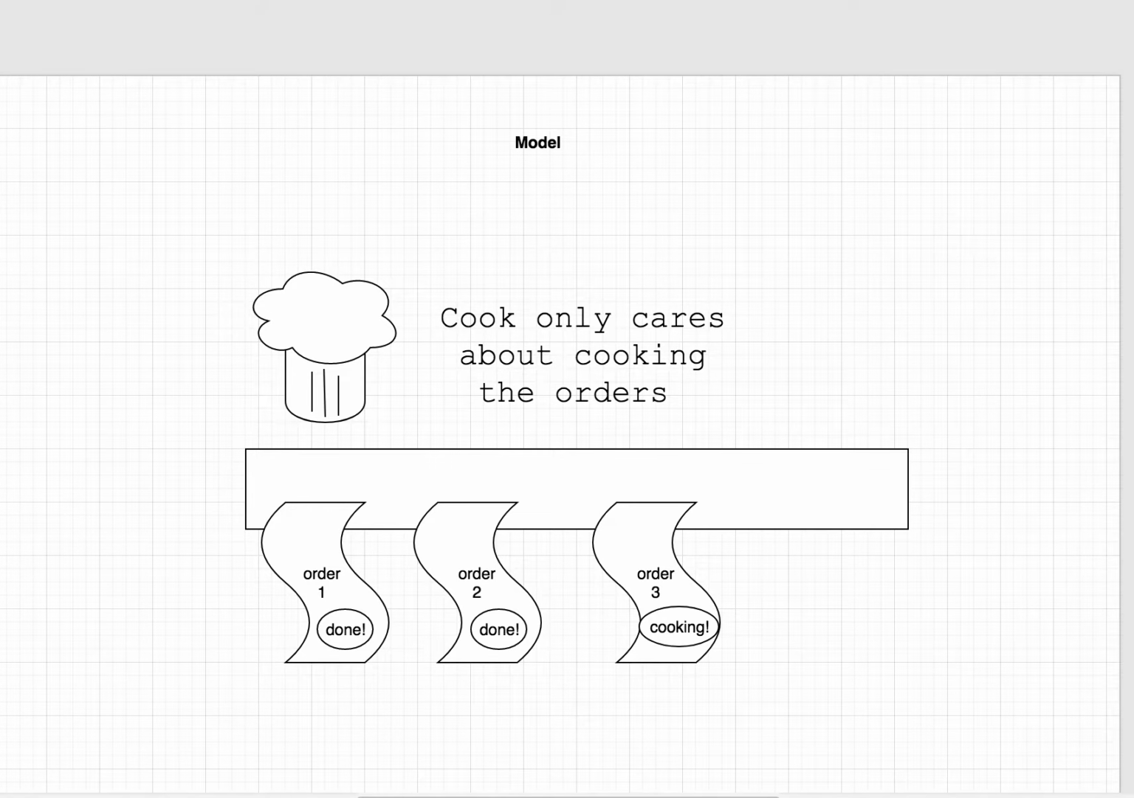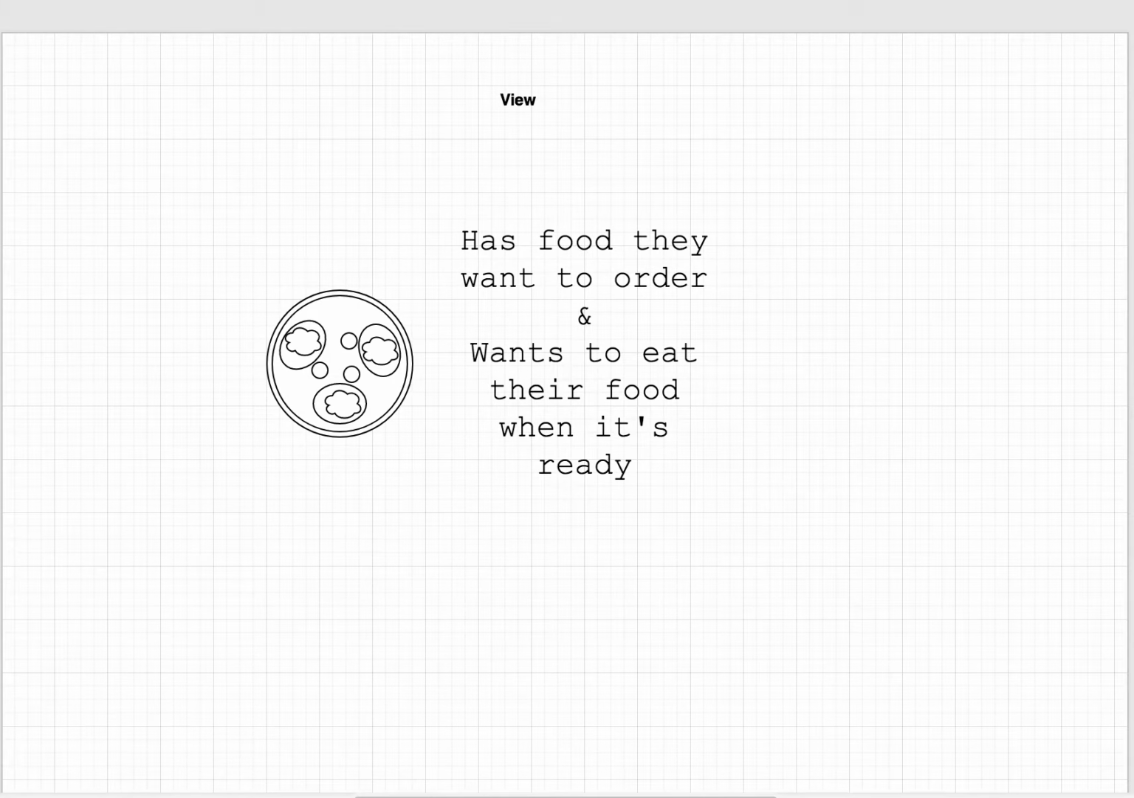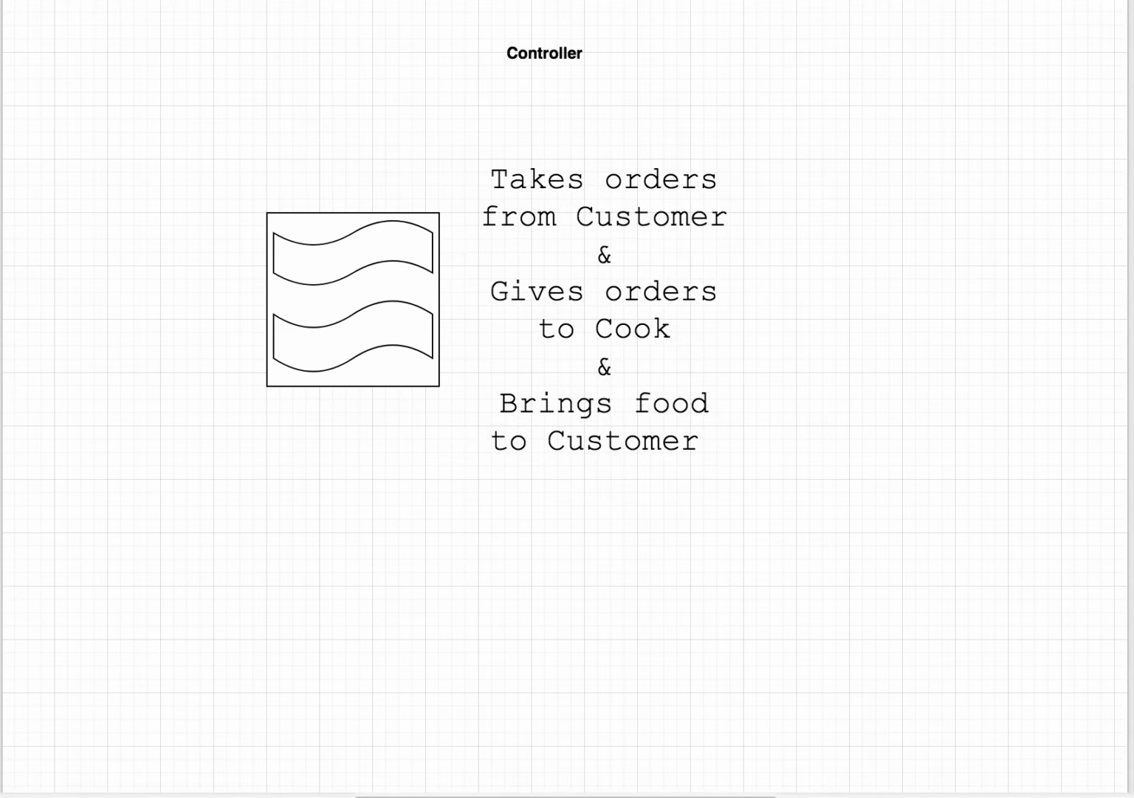So once again, we have our cook. All he cares about is cooking the order. And then we have our customer that just wants to make an order and eat their food. And we have the waiter that's taking the orders from the customer, bringing the order to the cook, and when the cook's done cooking, that waiter is going to take that food and bring it to the table where the customer is.